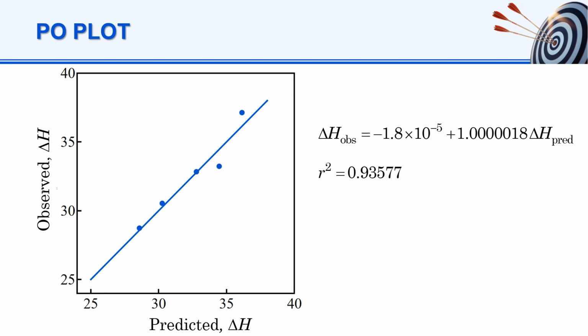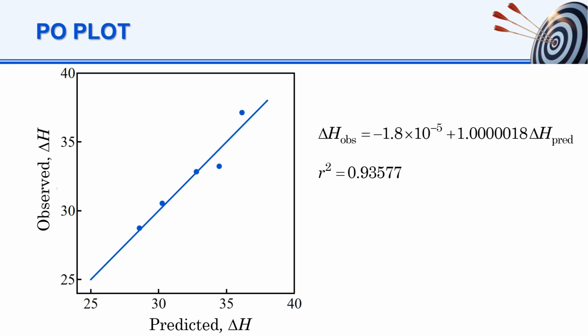Next, we create a PO plot, which is a graphical tool to analyze the performance of a regression model by comparing the predicted values to the observed or actual values. Note that the predicted values are placed on the horizontal axis and the observed values on the vertical axis. If the regression model is perfect, all the points should lie exactly on a 45-degree line, where the predicted values match the observed values. Deviations from this line indicate differences between the predicted and actual values, highlighting how well the model is capturing the data.